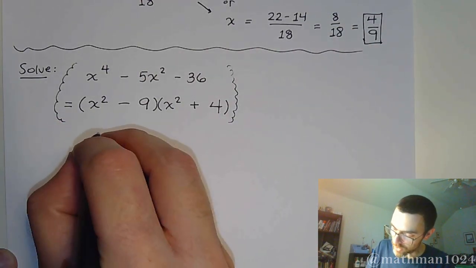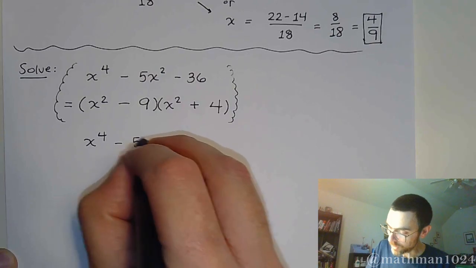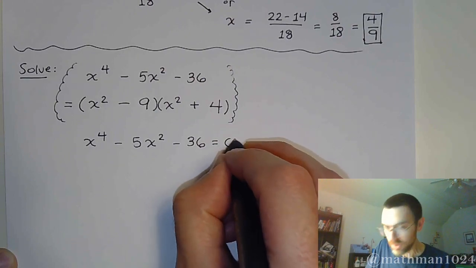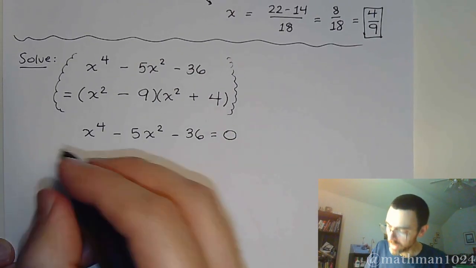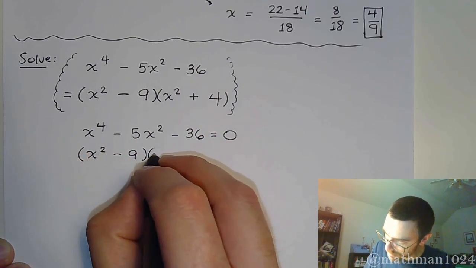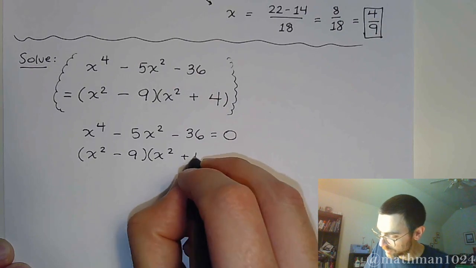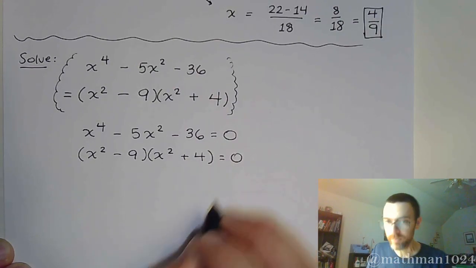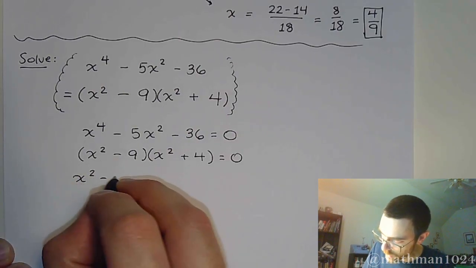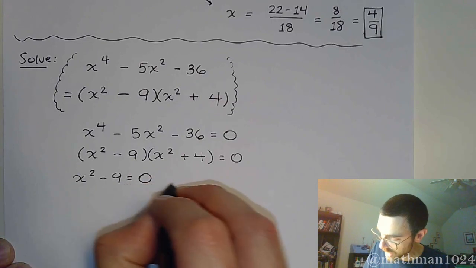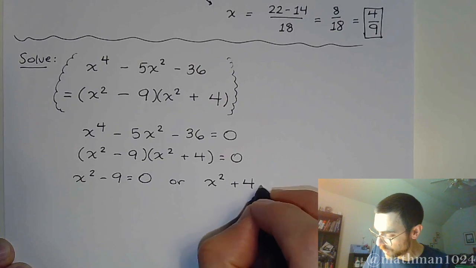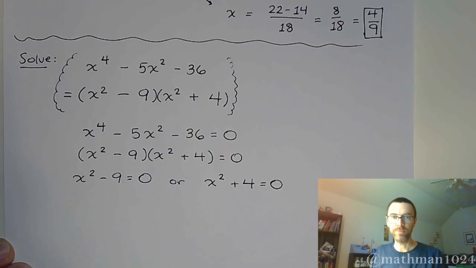So if I turn this now into an equation, x to the fourth minus 5x squared minus 36 equals 0, like that. And then you look at this factorization, x squared minus 9 times x squared plus 4. We factor, we use that zero factor theorem, which is going to say that x squared minus 9 equals 0, or the other factor, x squared plus 4 equals 0.